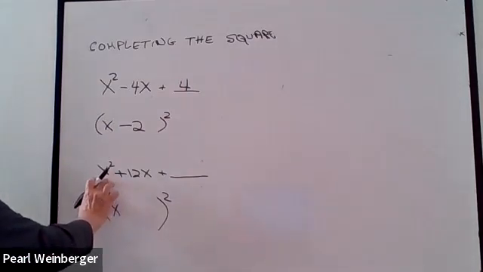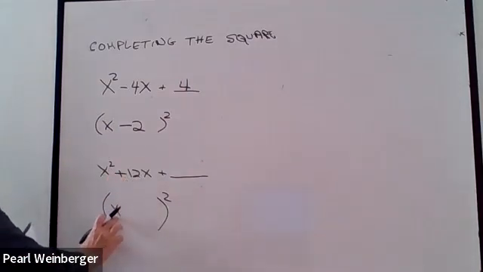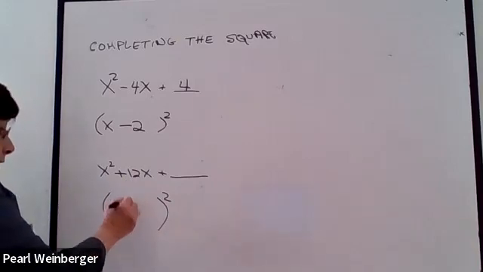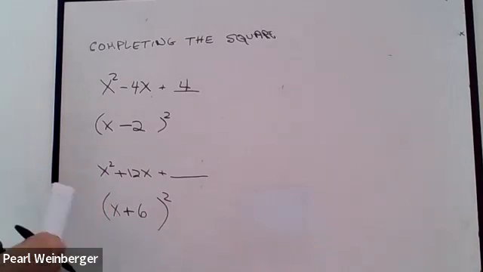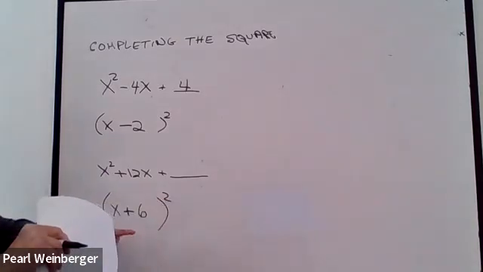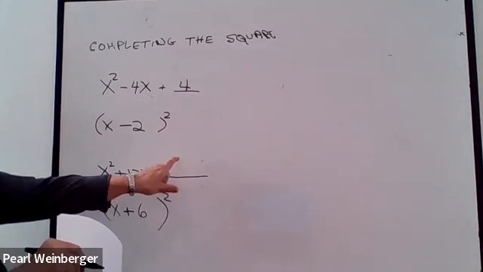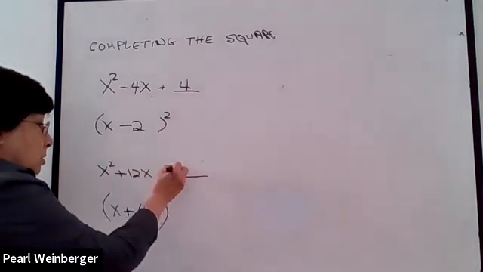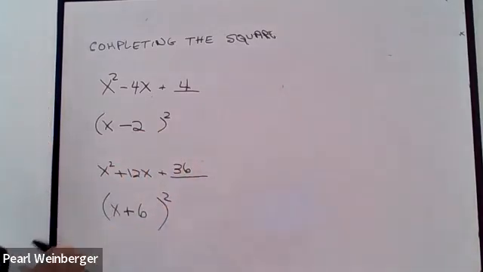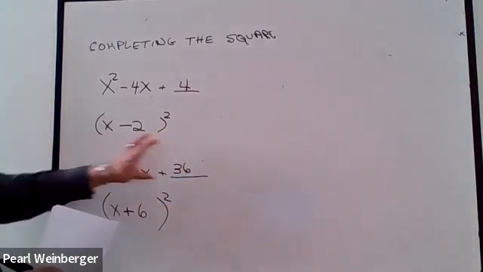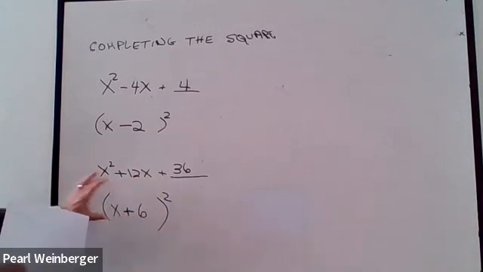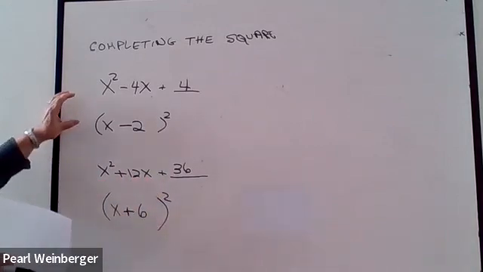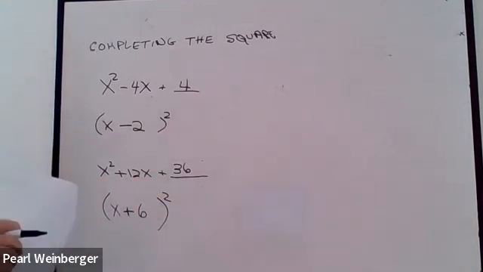Going to this one, we have x squared plus 12x, so it's going to be x plus, well, we have to take half of the 12, which is 6. So that'll be x plus 6 squared, and the number that would have to have been over here would have been that 6 times 6, which is 36. So here's our perfect square, and here it is in its factored form and written as a binomial squared.